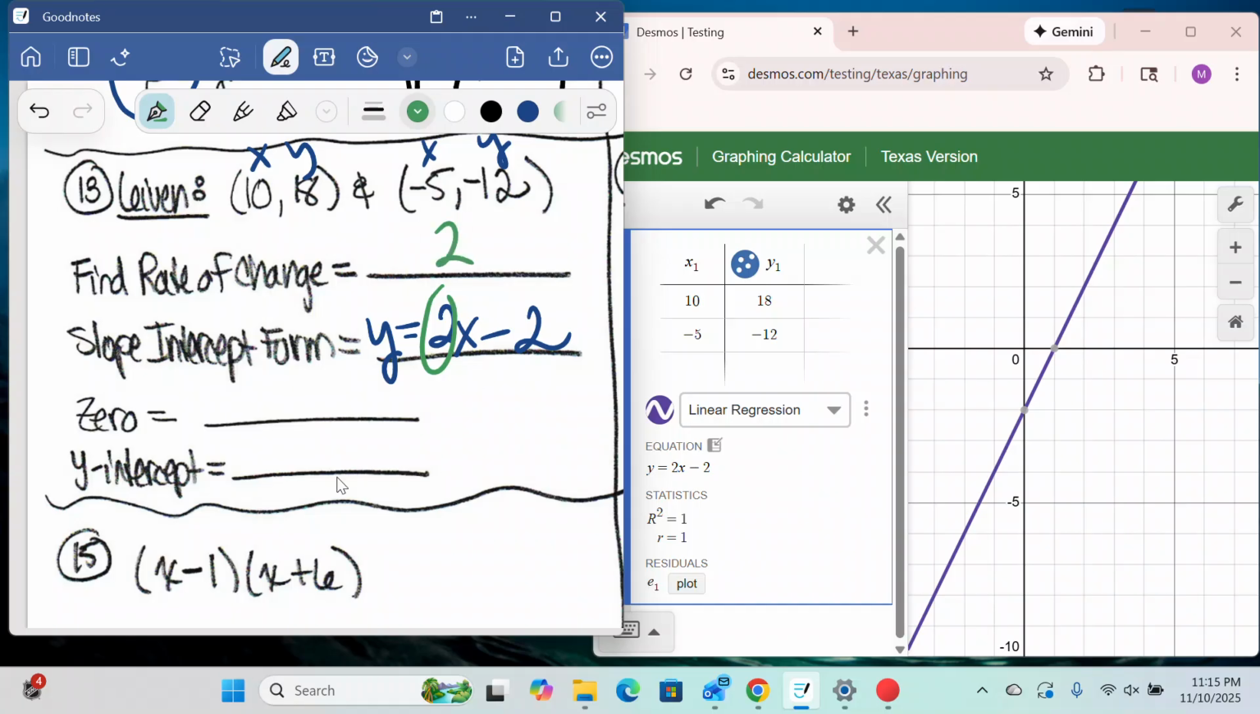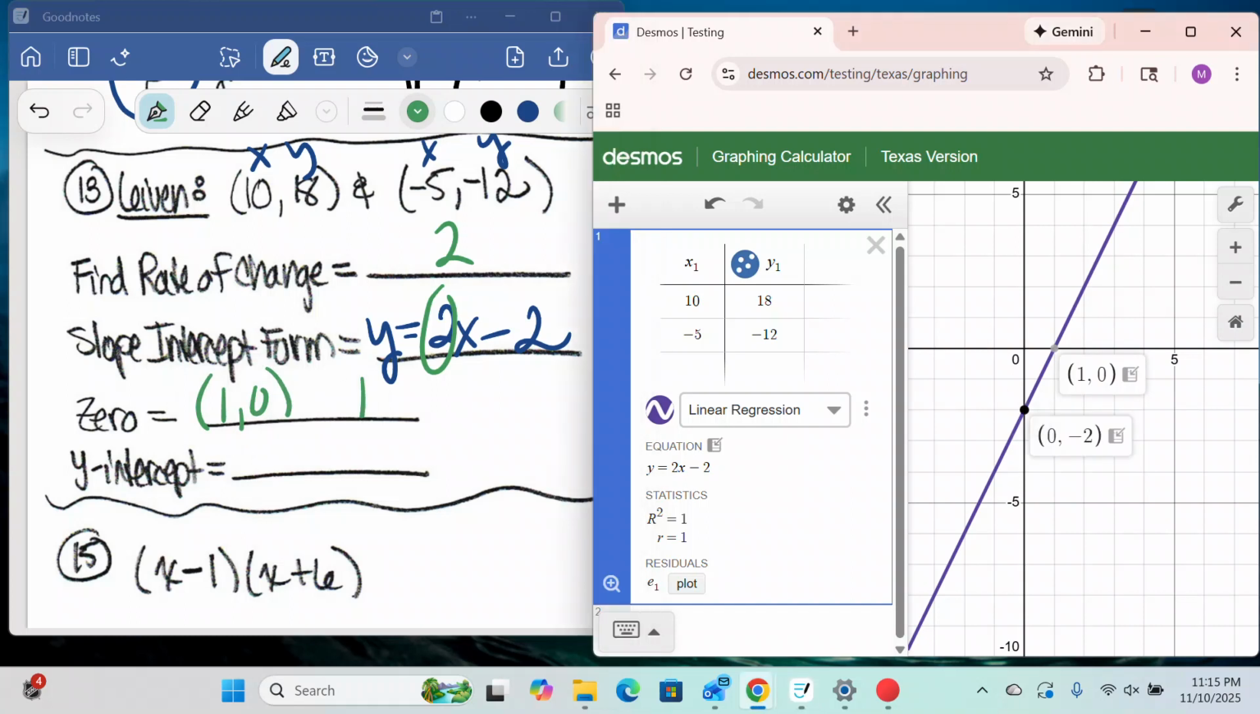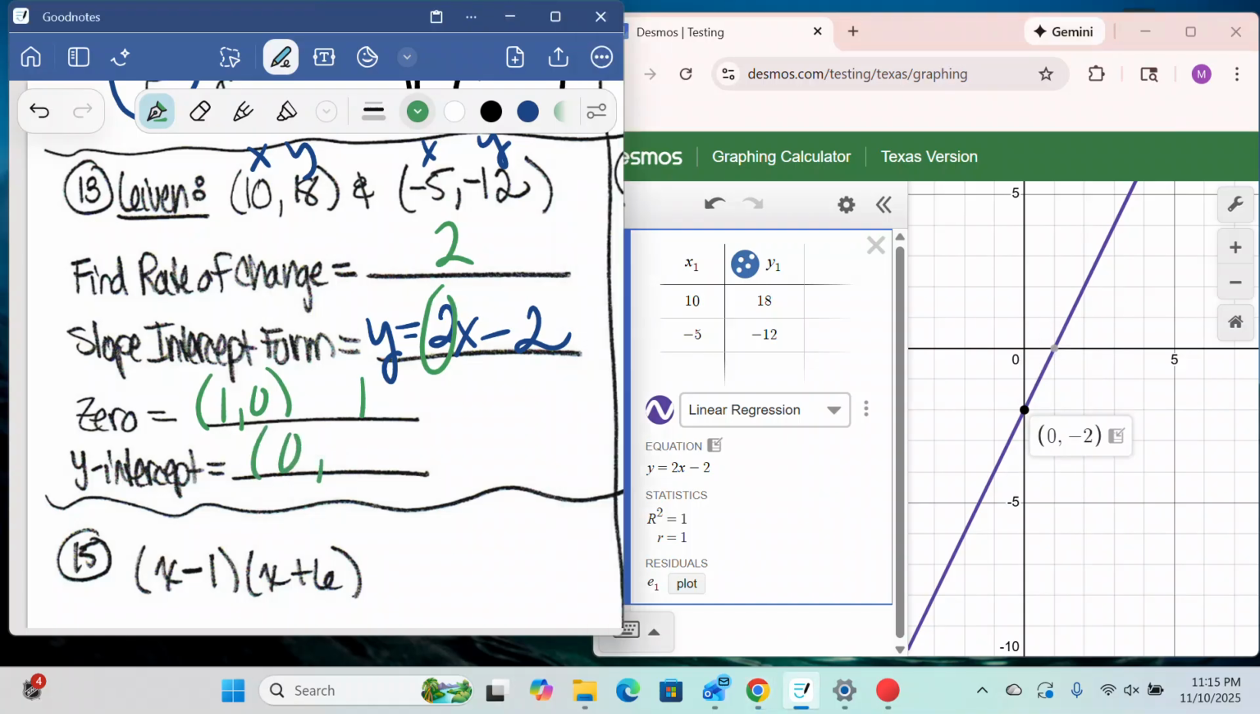Already I know how to find 0. My 0 is my x-intercept right here, 1, 0. Or my 0 is 1. And of course my y-intercept, I just hover over it, and it is 0, negative 2. And that is how easy it is to find the rate of change, slope-intercept form, 0, and y-intercept using decimals.